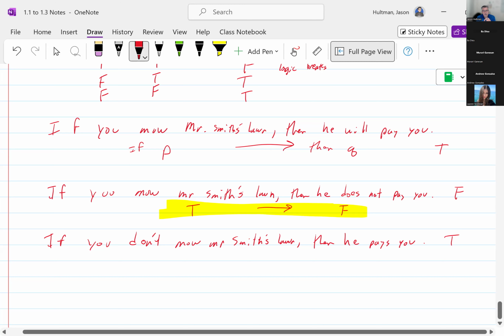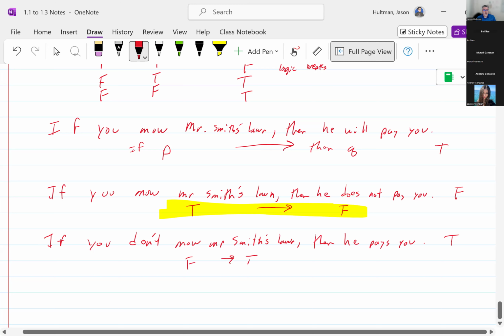The paying is conditioned to the work. If I do the lawn, he pays me. True. If I do the lawn and he doesn't pay me, false. If I don't do the lawn, he could still pay me. There's no break in logic there. He could pay me for something else. It doesn't matter. F implies true.